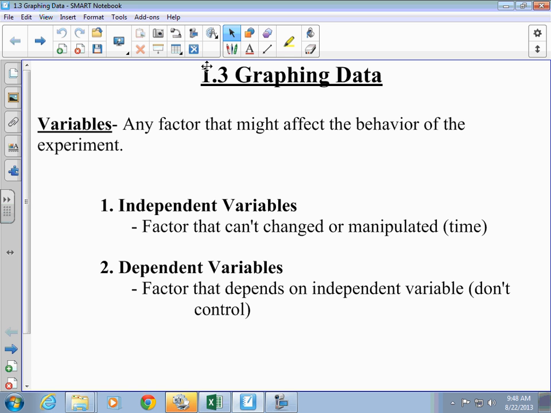So when we talk about graphing, we're going to go through a couple terms and how it works, but more importantly, I'm going to show you how to graph in Excel.